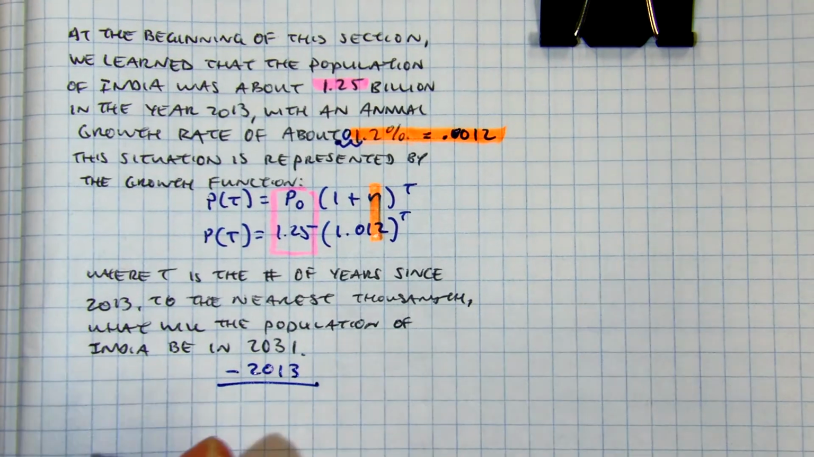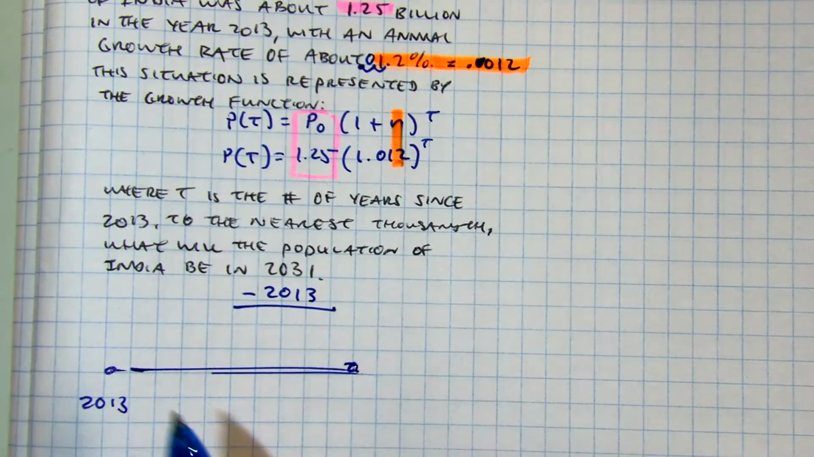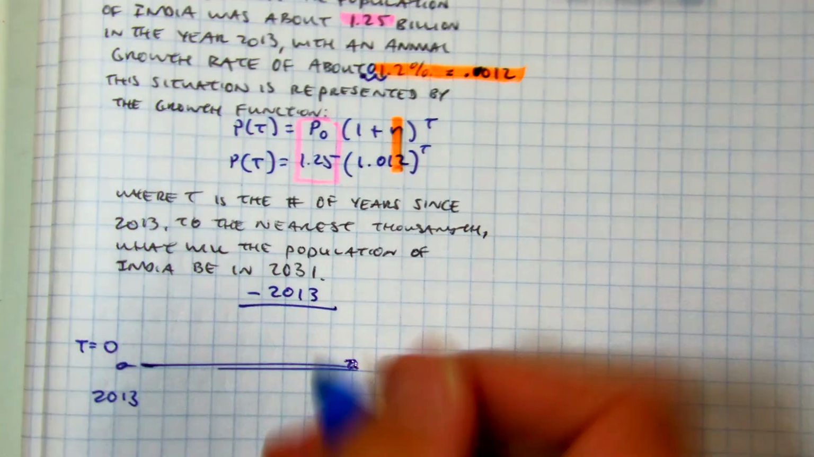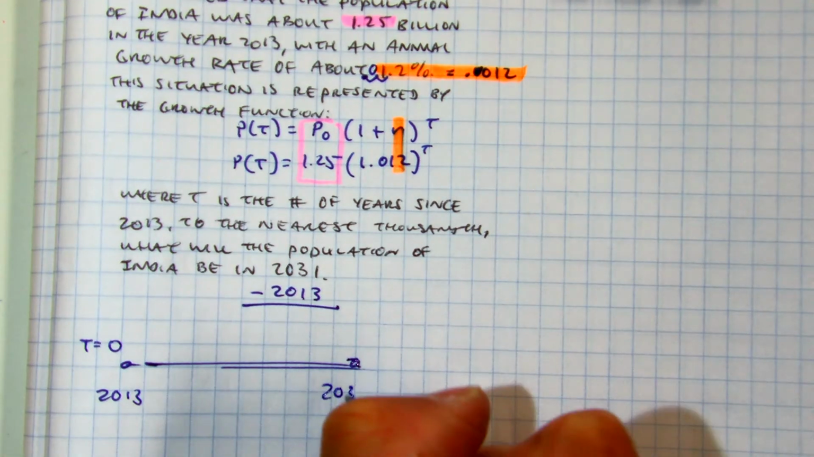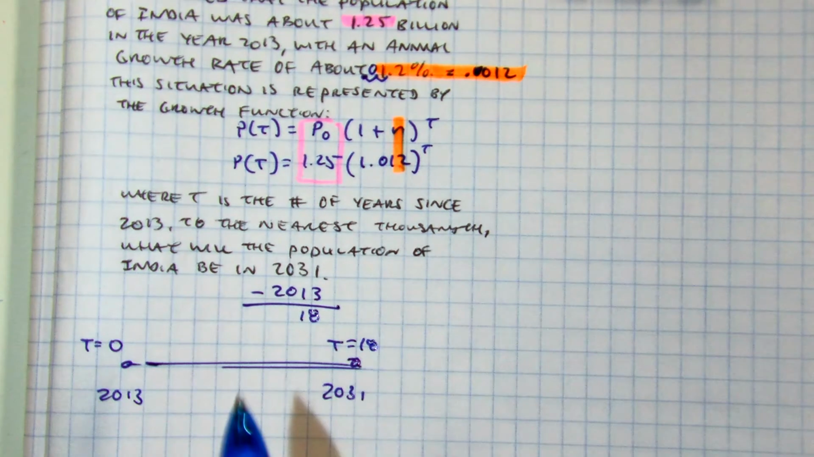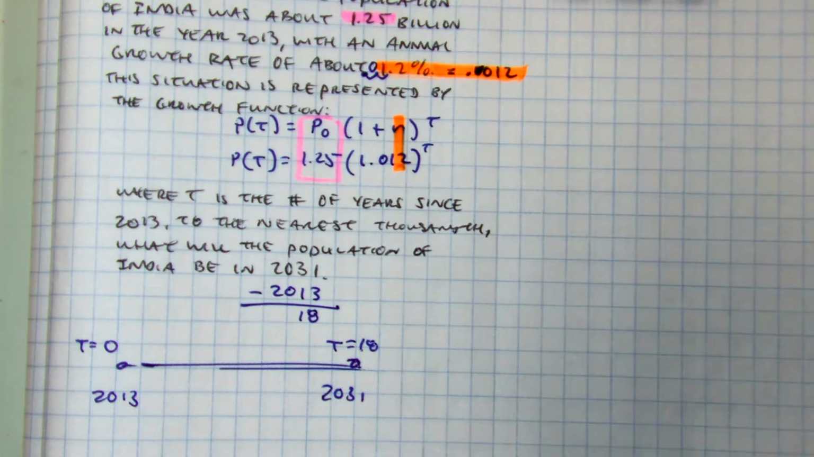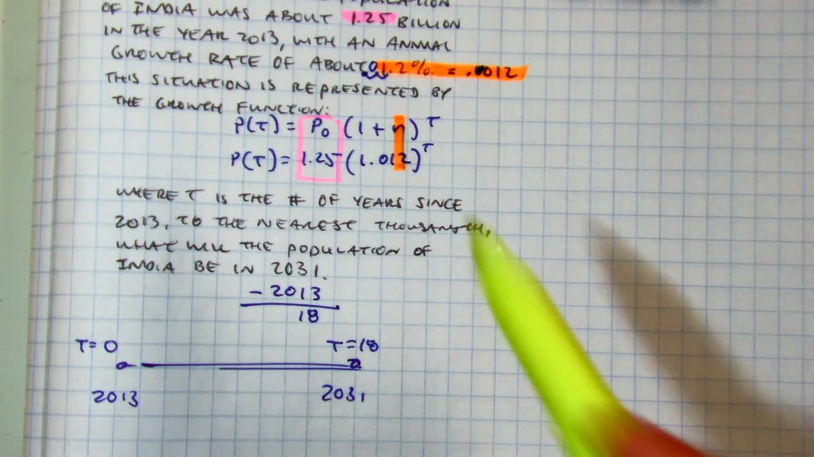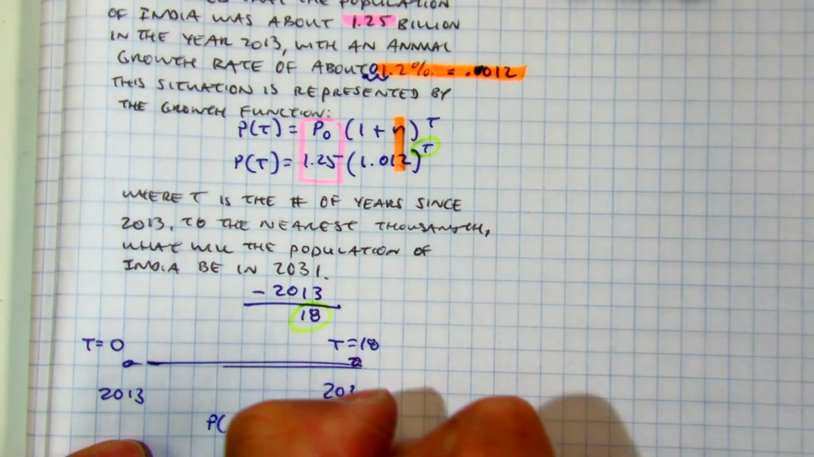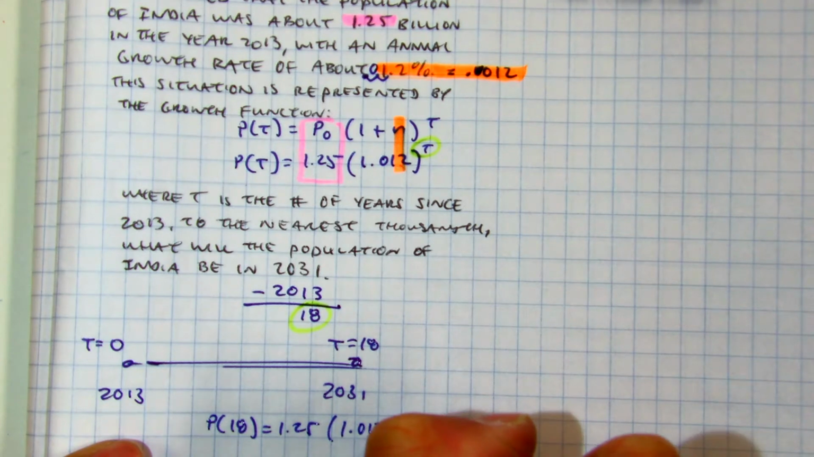Because if you think about it, 2013 in my timeline is starting at t equals 0. This is where I want to know it from, right? And then how much is that? 18. So basically we want to know 18 years after 2013. So then we just put in 18 into our formula. So my formula is going to be population of 18 years equals 1.25 times 1.012 to the 18th power.